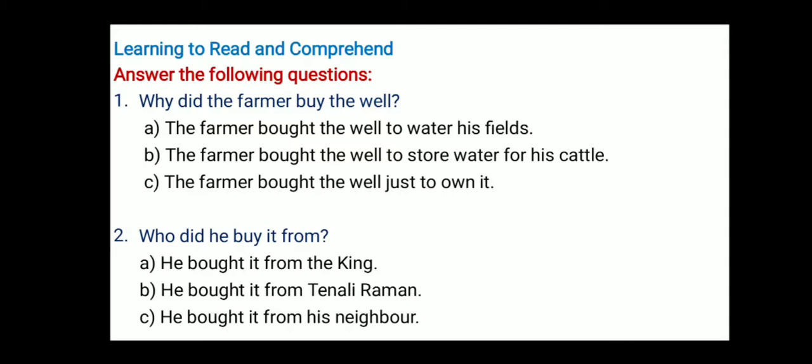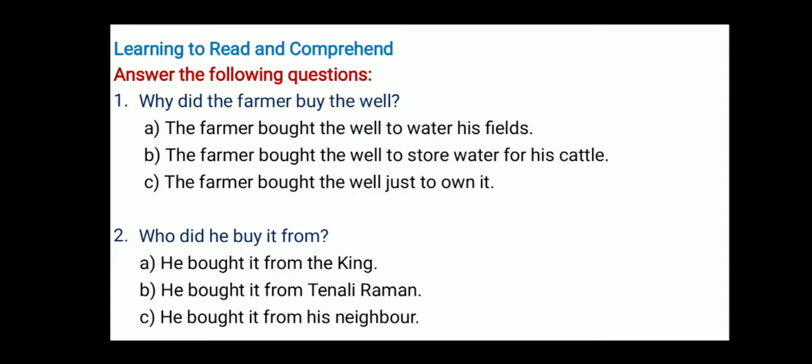Question number 1. Why did the farmer buy the well? The options are: A. The farmer bought the well to water his fields. B. The farmer bought the well to store water for his cattle. C. The farmer bought the well just to own it.